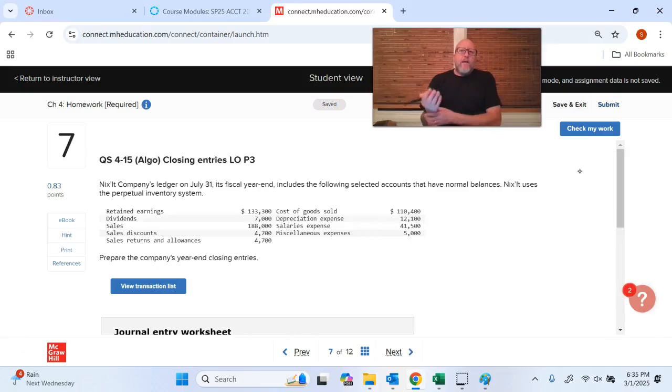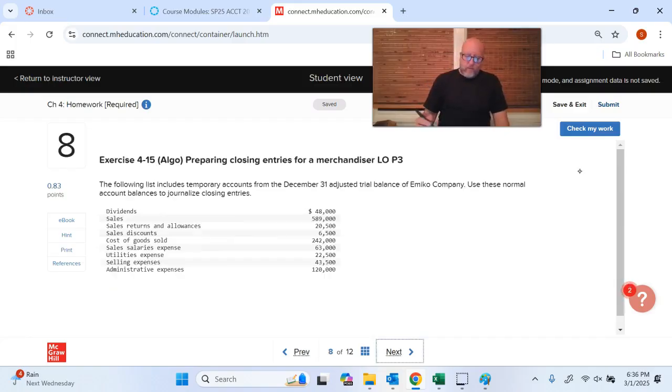But then after we close out all of the revenue and expense accounts to the income summary, we then figure out what the ending balance is to the income summary. Most likely it's going to be a credit balance because there's income. So then we would close out income summary by debiting income summary, and then we would credit retained earnings. Moving on.